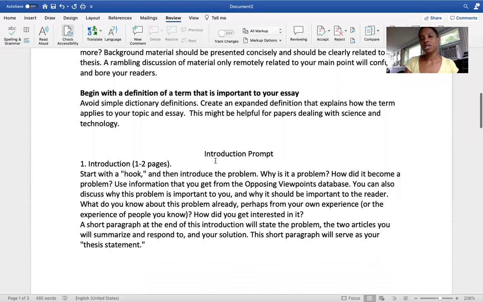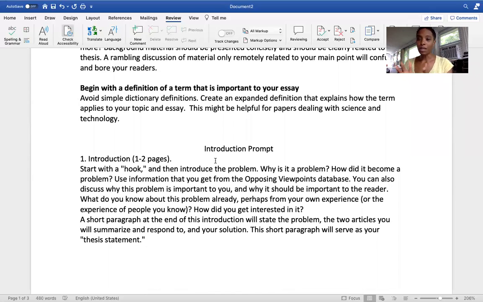So here's the introduction prompt. This week you're only writing 1 to 2 pages. That's it. That's all we were looking for in the introduction. It should start with the hook and then introduce the problem.